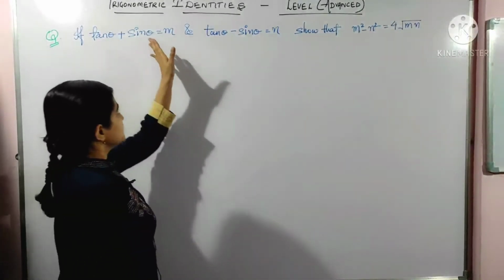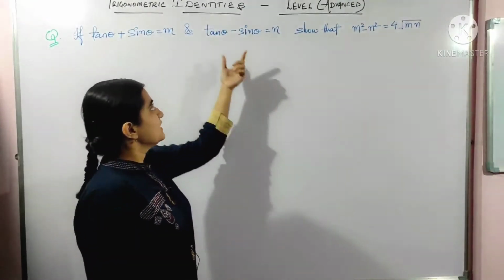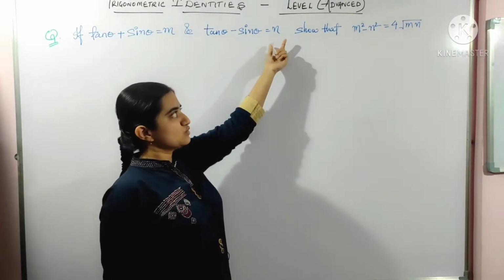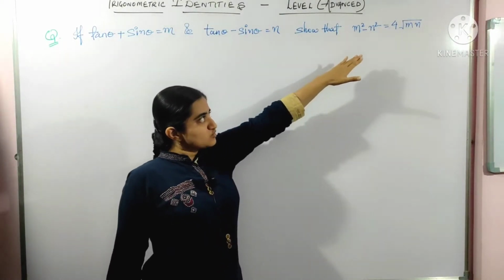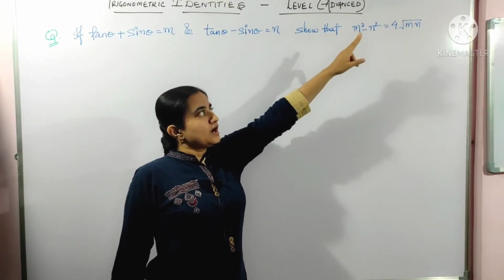If tan theta plus sin theta is equal to m and tan theta minus sin theta is equal to n, then show that m square minus n square is equal to 4 under root mn.